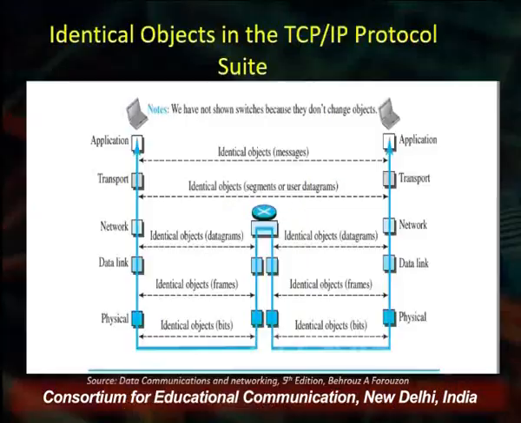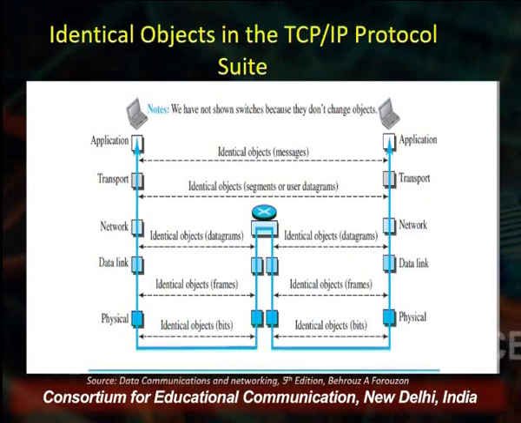So if we look at this diagram, we are looking at identical objects which are working. We are not putting switches. It's important to note that switches are not shown here because they do not really change the object. But routers are shown because routers have the capability to change the packet. So everywhere there is an identical object.